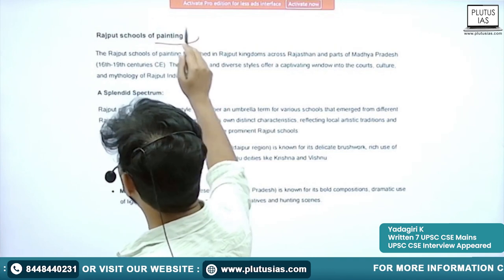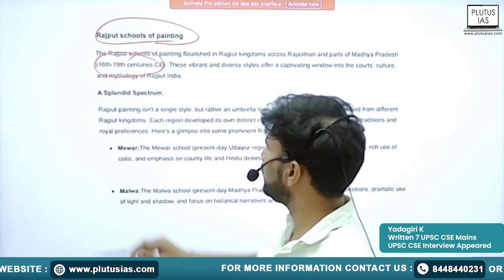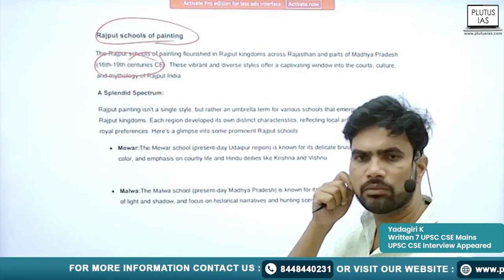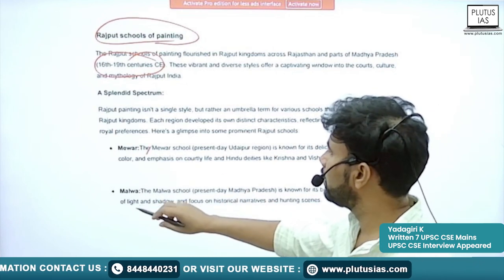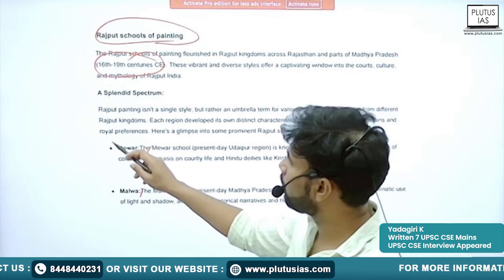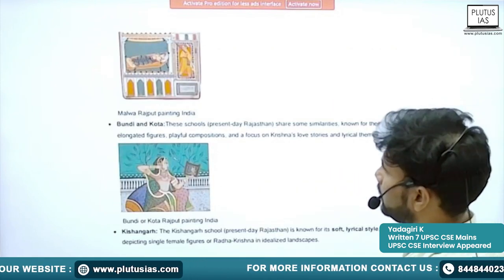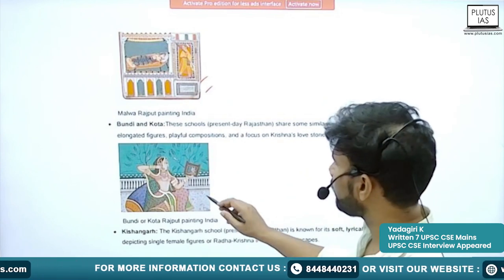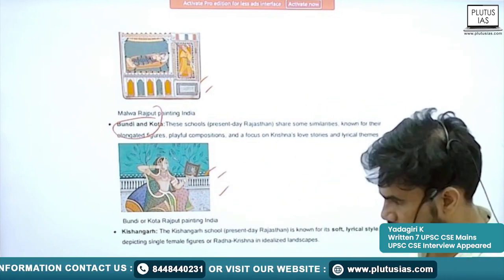And if you see the Rajput schools of painting, they thrived between the 16th and 19th centuries. Some of the Rajput kingdoms where the art thrived are Mewar and Malwa. We can call them sub-schools also, Mewar sub-school, Malwa sub-school, etc. So here you can see a beautiful painting of the Malwa school. Right. So Bundi and Kota. Here you will see the beautiful images of that school.